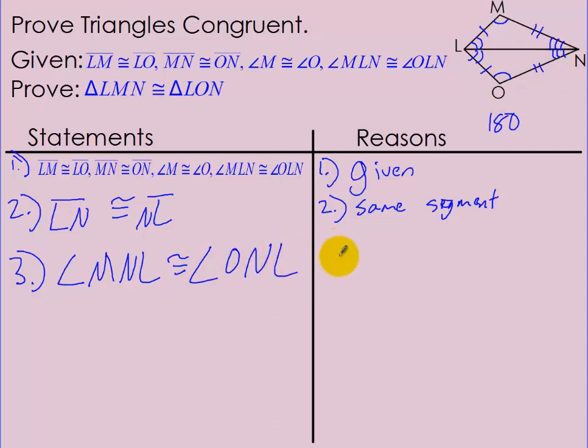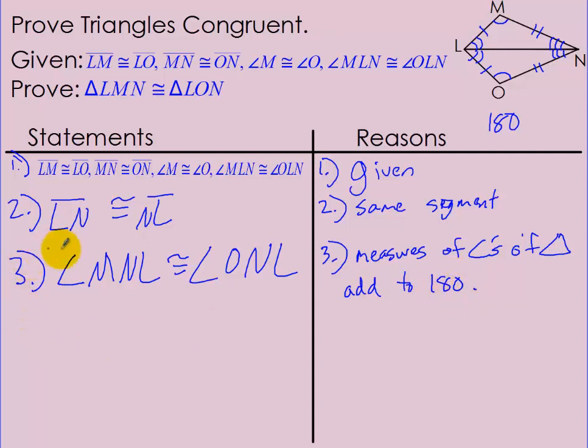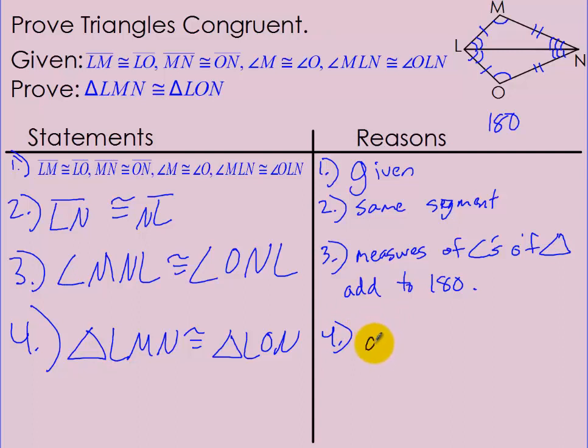Why? Because the measures of angles of a triangle have to add up to 180. That has to happen. So now that's our third angle here. So we got all 3 angles, and all 3 sides. The last thing I can say is triangle LMN is congruent to triangle LON. Why? Because all sides and angles are congruent. And that's it.